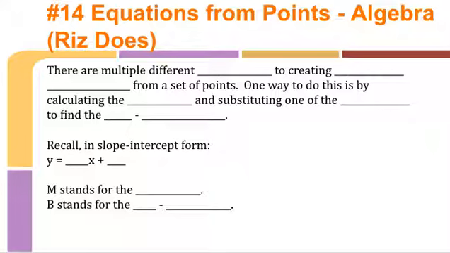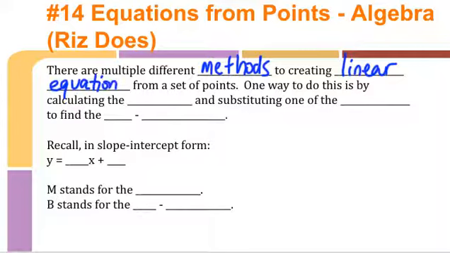There are multiple different methods to creating linear equations from a set of points. One way to do this is by calculating the slope and substituting one of the points to find the y-intercept.